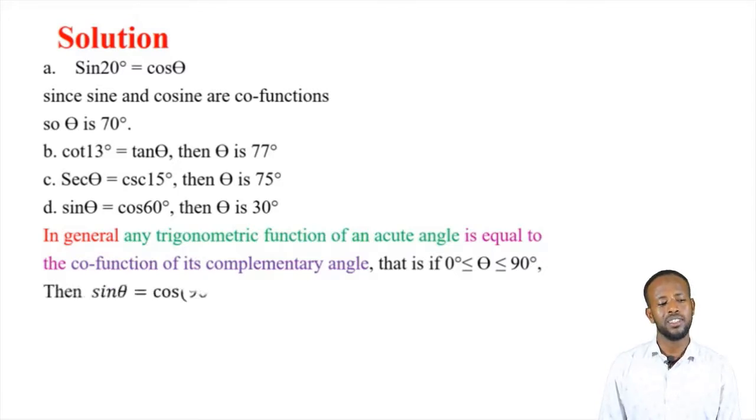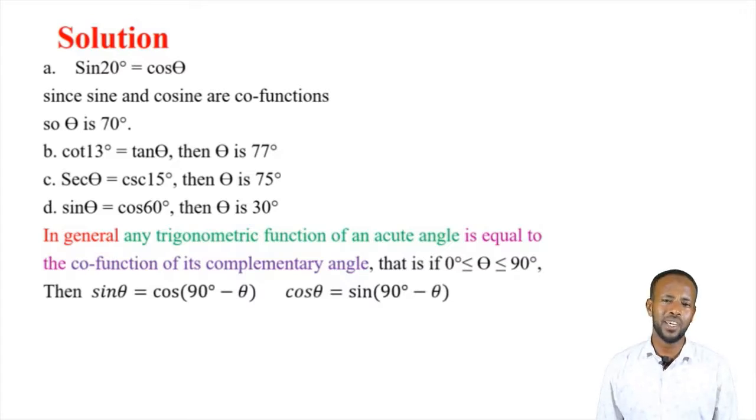So then sin theta is equal to what? Cos of 90 degree minus theta. Cos theta is equal to what? Sin of 90 degree minus theta. Whatever angle you take, but the angle you take must be between 0 up to 90 degree. It is an acute angle. Hey, what about cosecant?